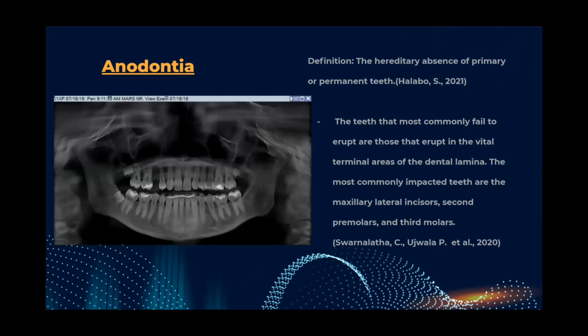For anodontia, anodontia is a hereditary absence of primary or permanent teeth. The teeth that most commonly fail to erupt are those that erupt in the vital terminal areas of the dental lamina. The most commonly impacted teeth are the maxillary lateral incisors, second premolars, and third molars, which is exactly what my patient has. She is missing teeth number 4, 7, 10, 17, 23, and 17. As we see, tooth number 4 is a premolar, tooth numbers 7, 10, 17, 23 are lateral incisors, and number 17 is the third molar.